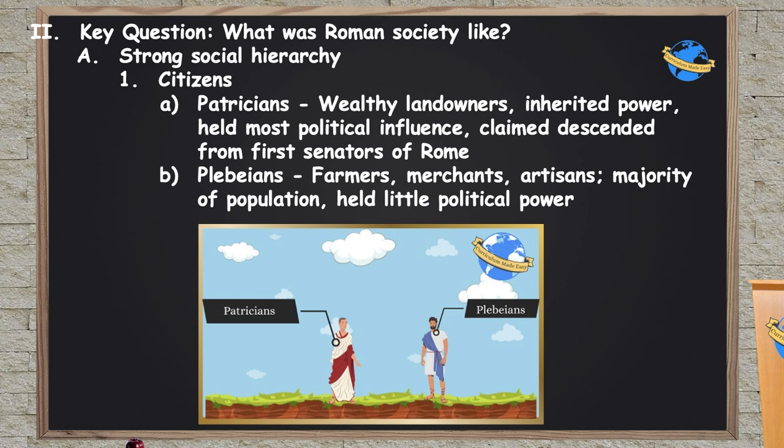And then there were the plebeians, or the plebs. These were the farmers, merchants, artisans. Most people were plebs or plebeians, and they had very little political power inside the republic. An important distinction here is that wealth and owning land did not move you from a plebeian to a patrician. The only way to become a patrician is to be born into a patrician family. That is, your parents were patricians, so you are a patrician. There was no way to buy into this status.